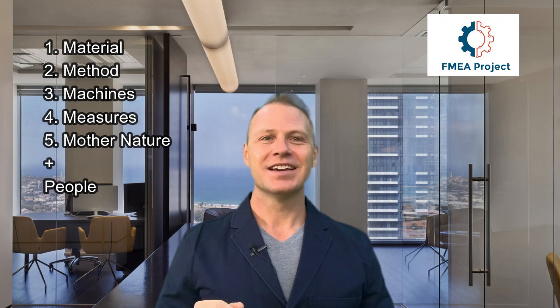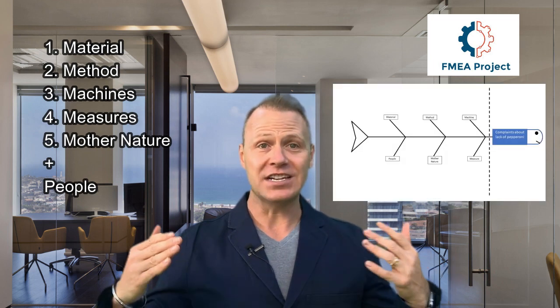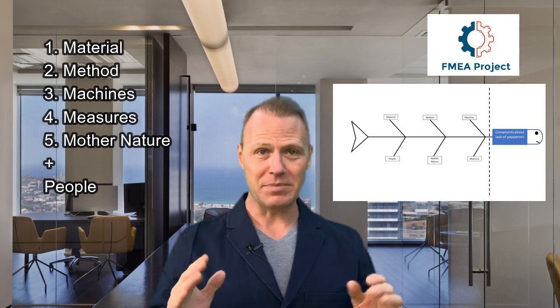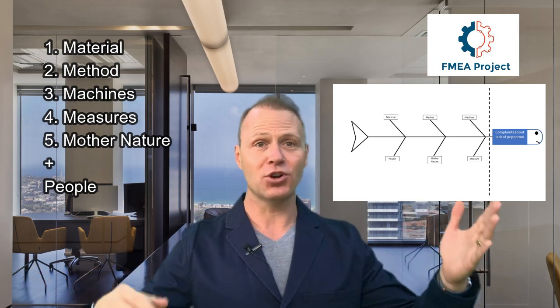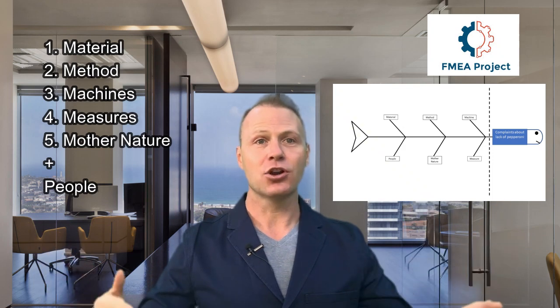Mother Nature. This is an M word. This is the physical and management environment in which the work is done, the marketplace at large, or the natural environment. The people. Now this can include anyone involved in the process, including the customers, the employees, the managers, regulators, and shareholders. Build the Ishikawa or fishbone diagram.